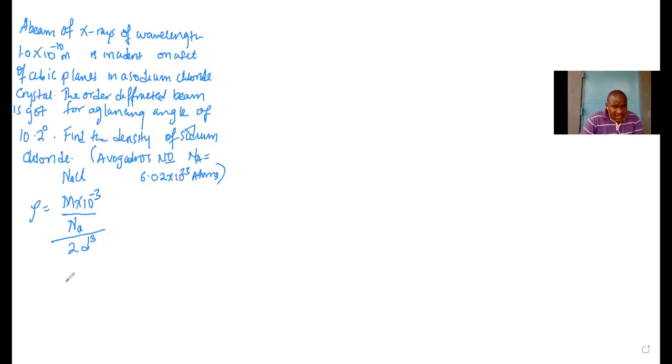But we do not have d yet, and d can be got from n lambda is equal to 2d sine theta. So d equals n lambda over 2 sine theta, which gives us, for first order, 1 times 1.0 times 10 power negative 10 divided by 2 times sine of 10.2 degrees. What answer do we attain?